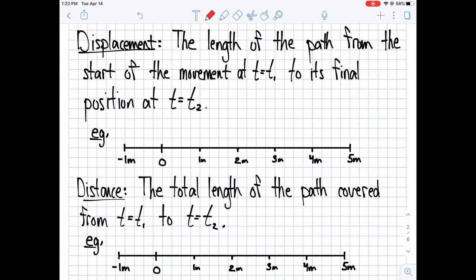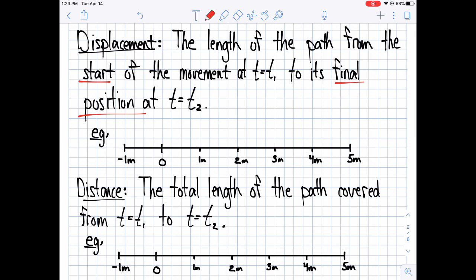So here we have our two concepts: displacement versus distance. For displacement, you're looking at the length of a path specifically from the start of the movement to its final position. So we're looking at starting at, let's say, time t equal to t1, and we're going until time t equal to t2. And we want to know what's the length of the path from the start of the movement to the final position.